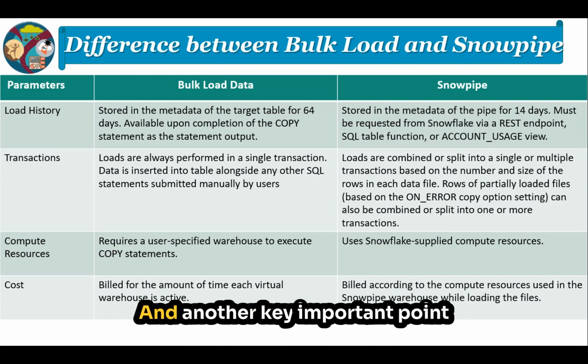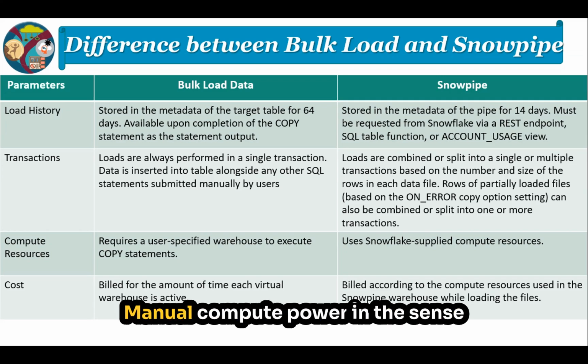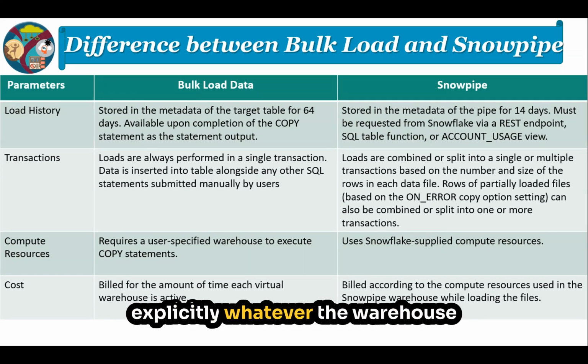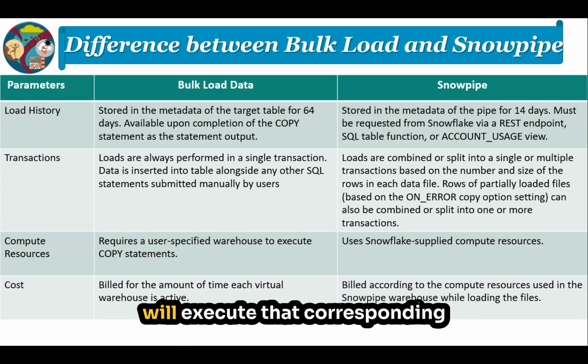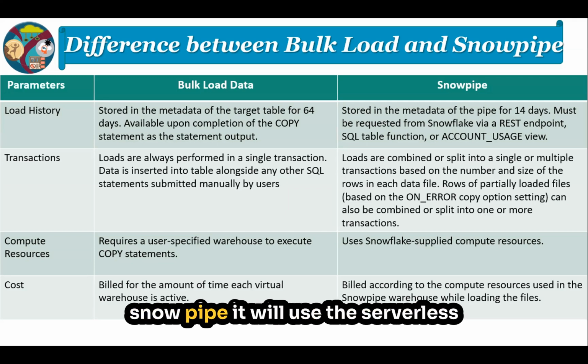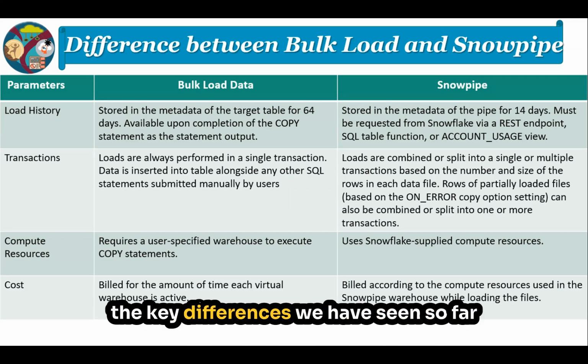Another important key point is that bulk load is going to use manual compute power, in the sense that explicitly whatever warehouse you are defining, it is going to use that particular warehouse and execute the corresponding commands. But coming to the Snowpipe, it uses a serverless architecture, which means it will be taken care of by Snowflake. These are the key differences we have seen so far.